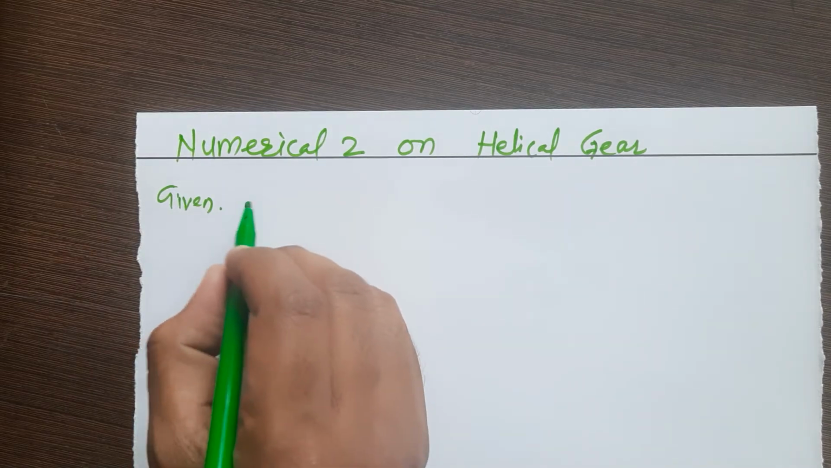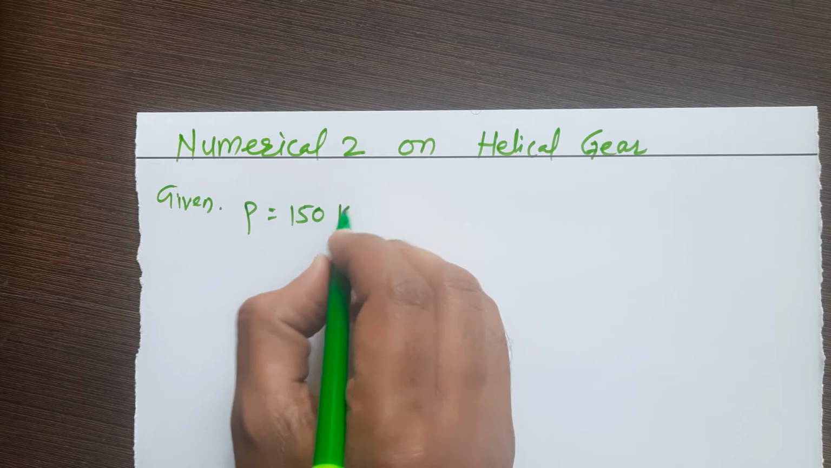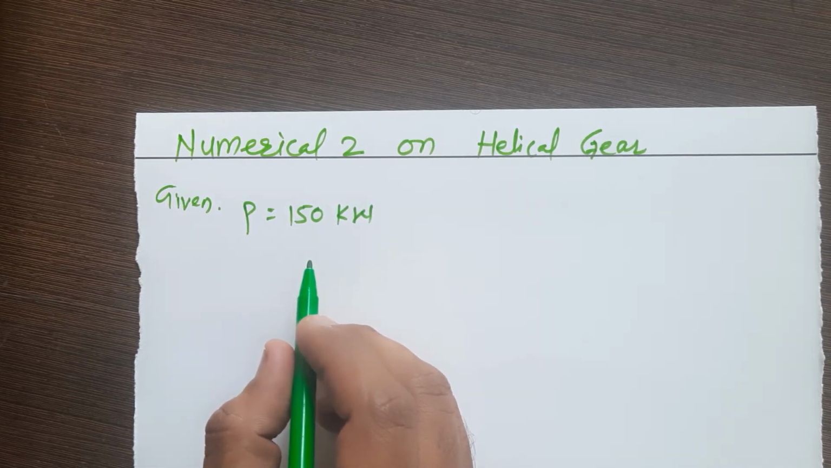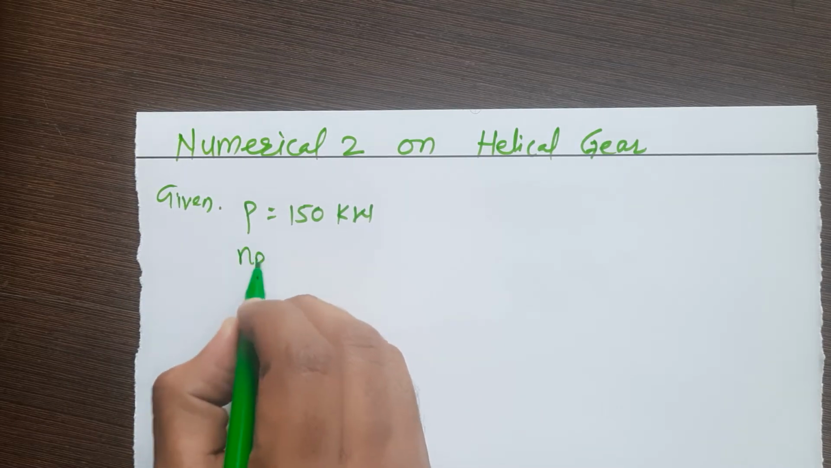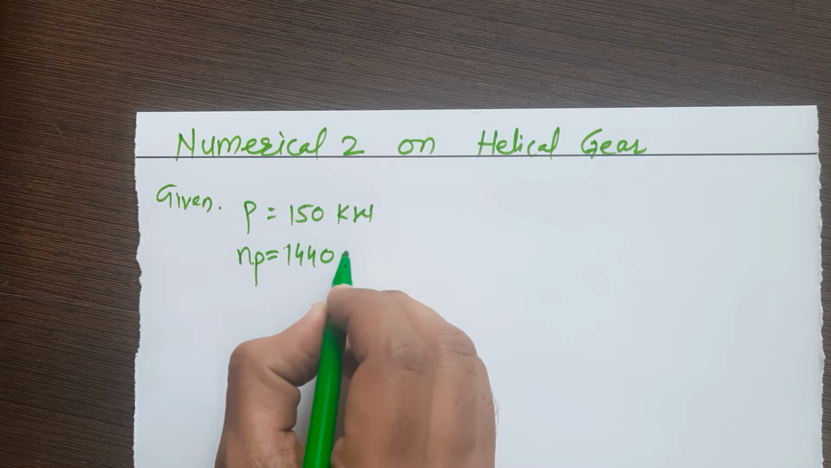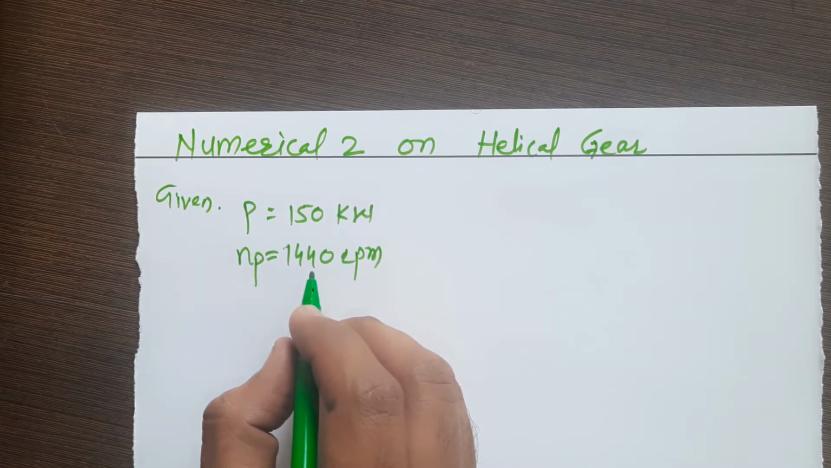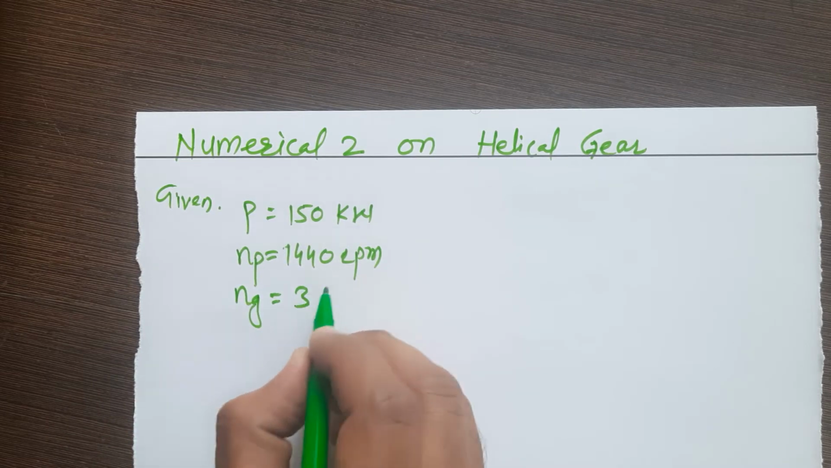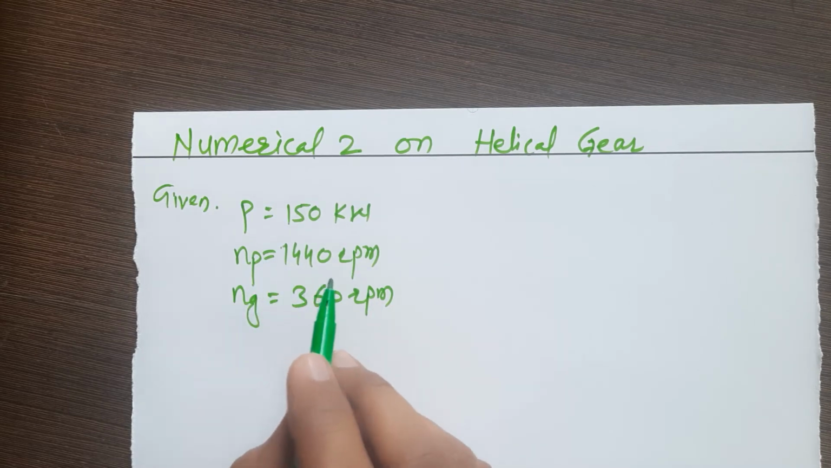So here power is given. Yes, it is 150 kilowatt power from a shaft rotating at 1440 rpm. So NP is given as 1440 rpm, to another parallel shaft rotating at 360 rpm. So NG is given as 360 rpm. Speed of pinion and speed of gear is given.